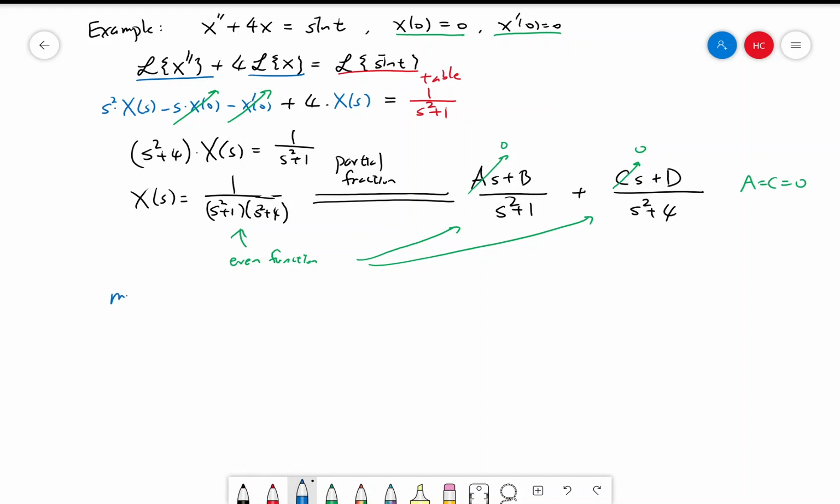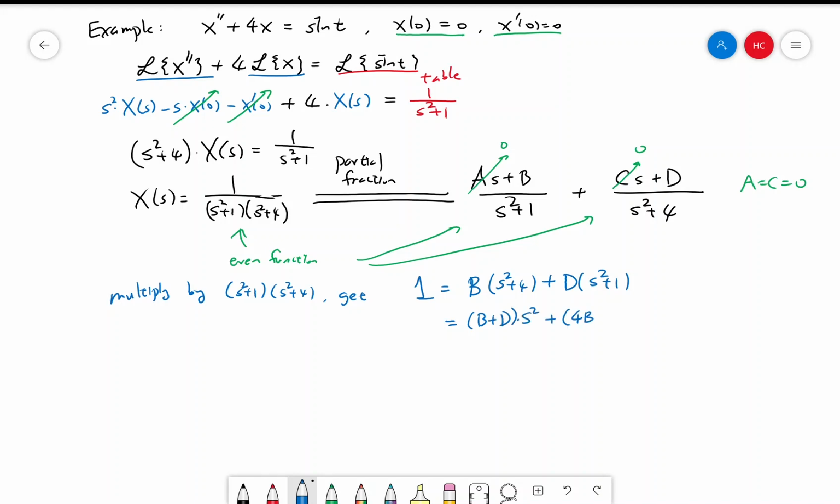Now we can multiply by s squared plus 1 and s squared plus 4. So we get 1 is equal to b times s squared plus 4 plus d times s squared plus 1, which simplifies into b plus d times s squared plus 4b plus d. Compare the coefficients, we get b plus d equal to 0, 4b plus d equal to 1.